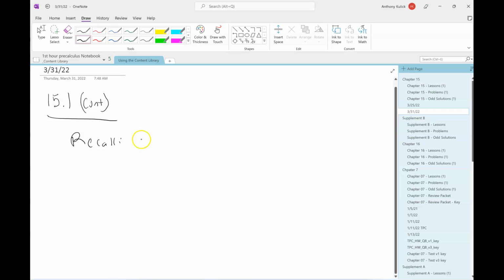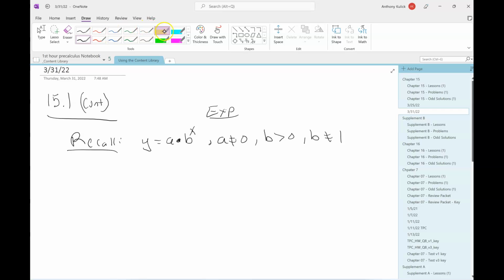So if you recall, what we said an exponential function was something of this form, where a is not 0, b is positive, and not equal to 1. That was our definition for exponential function. So remember that we called b the base for the exponential.